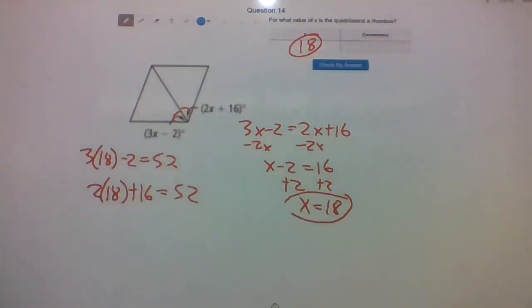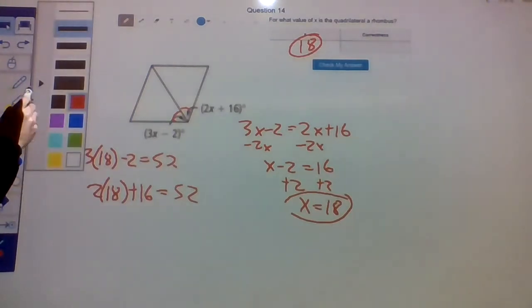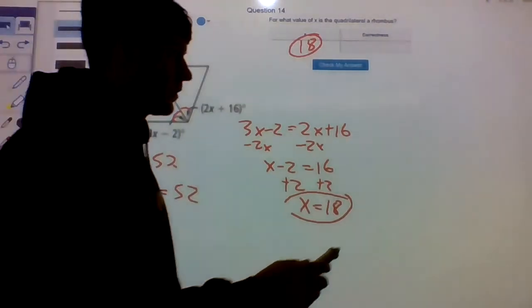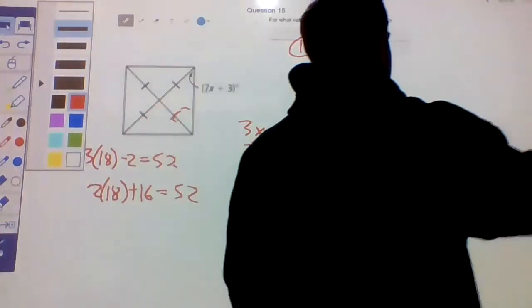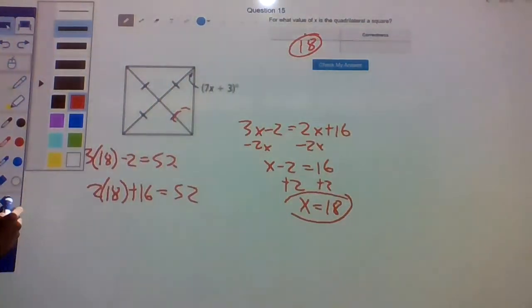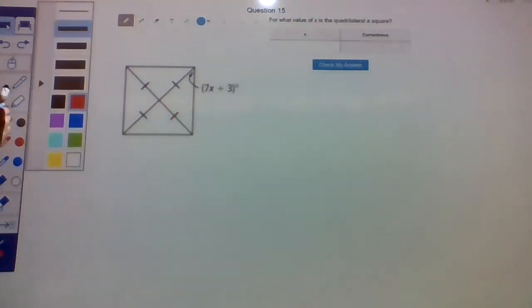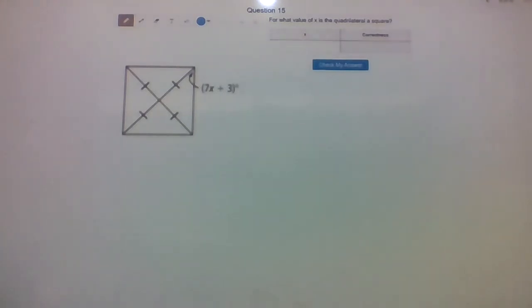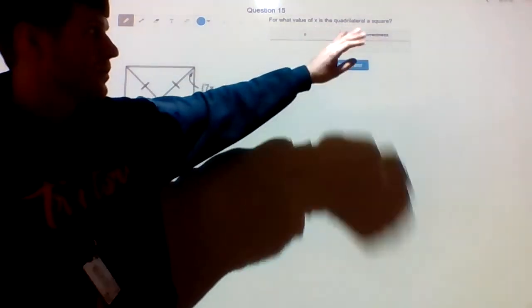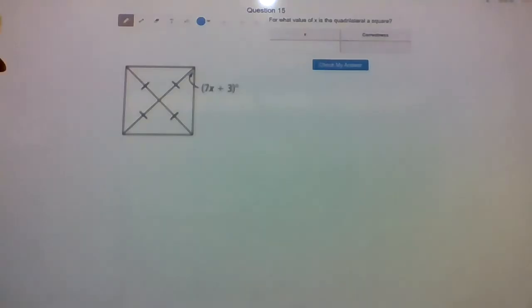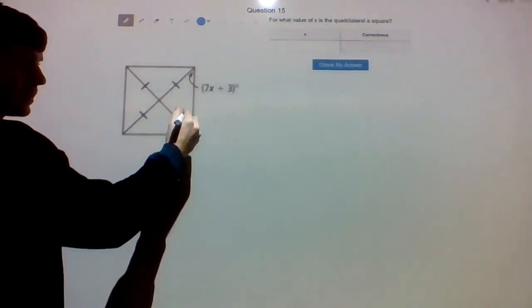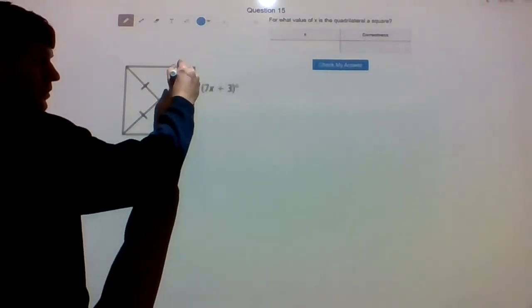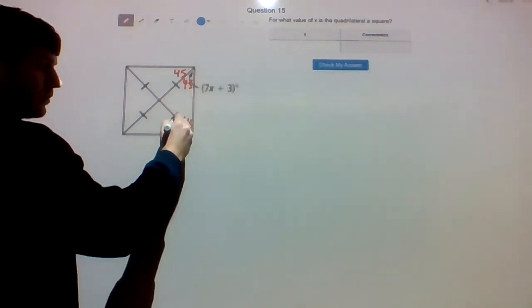Right, and then last one. Okay. This is a square. For what value of x is the quadrilateral a square? So if this is a square, like we just said at the very beginning, all of these angles are 45, right? 45, 45.